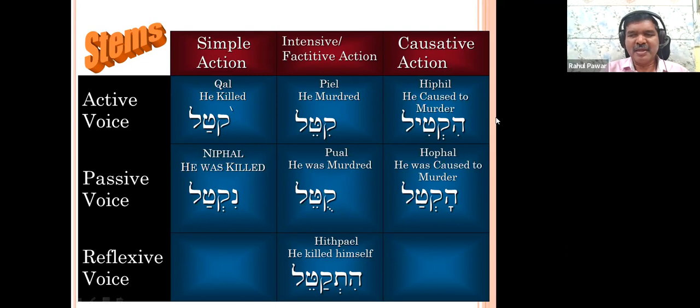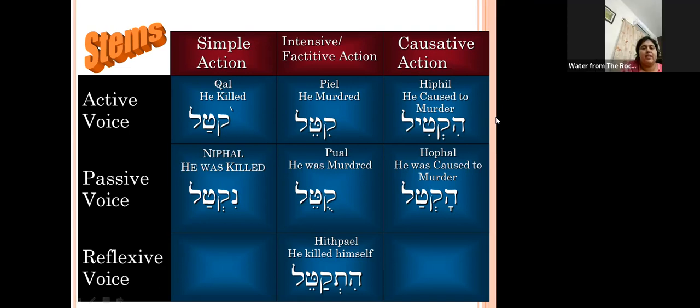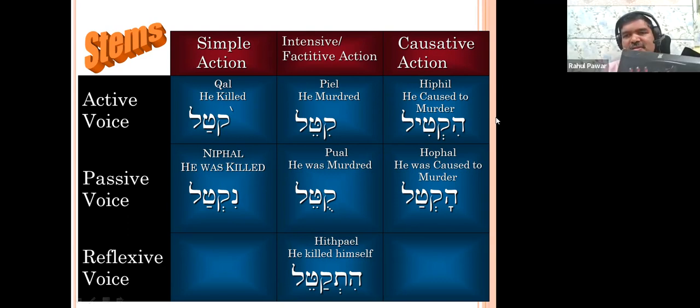Qal means light, not that light of the sun. Light. For example, this box. This box is very light. In another word, it is the simplest form, because Qal is the simplest form. So Qal is a very light, simplest form of the verb. That means other verb conjugations are heavier.